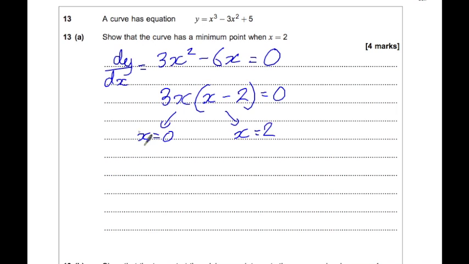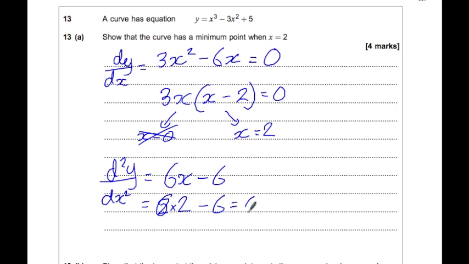So we know we've got stationary points here and here. We're not interested in this one, we're only interested in the 2. It's up to you how you decide whether this is a minimum or a maximum. You can look at the gradient either side, so maybe sub in 1 and 3 into this, or you can find the second derivative, which is 6x minus 6. If we sub 2 into that, we get 6 times 2 minus 6, which is 6. As this is greater than 0, we can say therefore x equals 2 is a minimum.